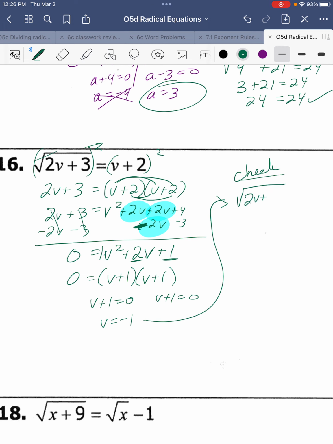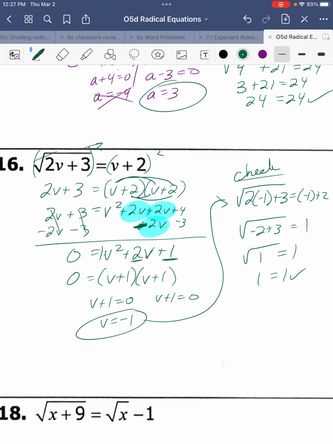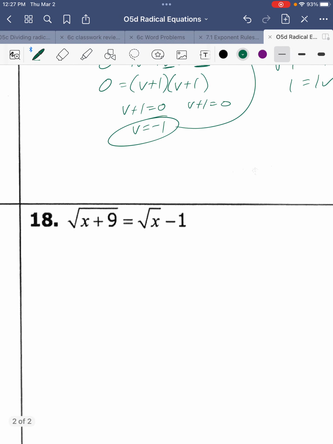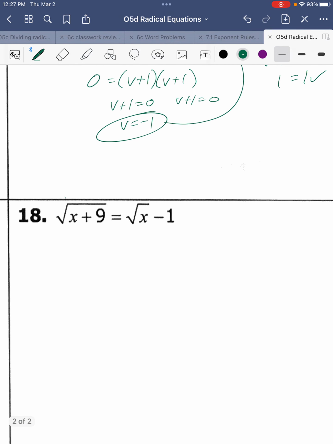So with the original equation, oh no, square root of 2 times negative 1 plus 3 equals negative 1 plus 2. And we have negative 2 plus 3 equals 1. 1 equals 1, square root of 1 is 1, 1 equals 1, great. So that tells me that's a solution. Alright, let's move on to 18.